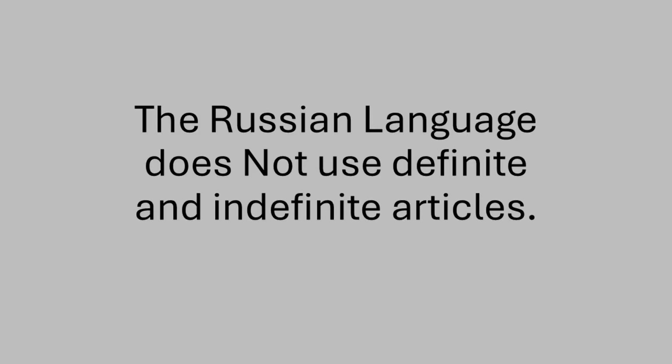Now, keeping that in mind, let's dig into these three fundamental differences. Number one, Russian doesn't use definite and indefinite articles. What does that mean? Well, within the English language, we have words like a, an, the. These words tell us whether a certain object is more specific or more of just a general object. It's a ball or it's the ball.